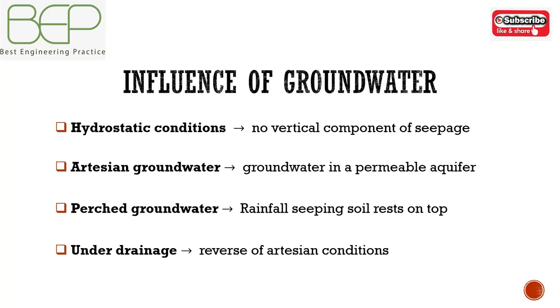Underdrainage. This is the reverse of artesian condition and has occurred in many areas of heavy population as a result of exploitation of aquifers for domestic or industrial water supply. The deeper a borehole extends in the clay, the lower will be the equilibrium water level within it.